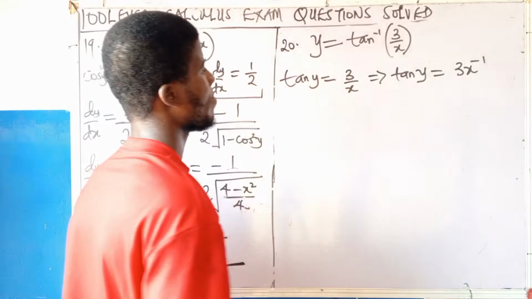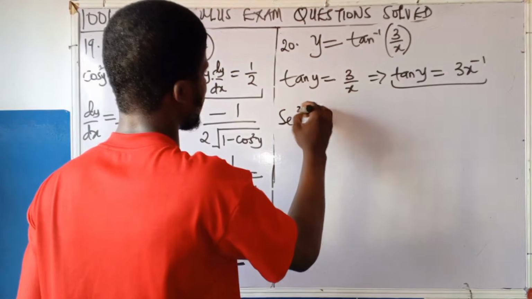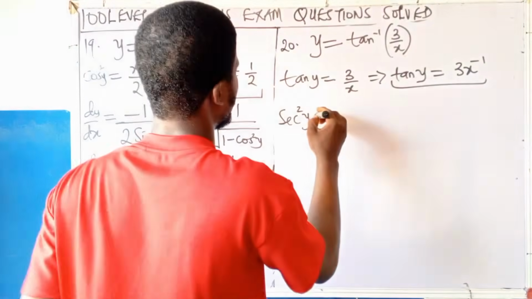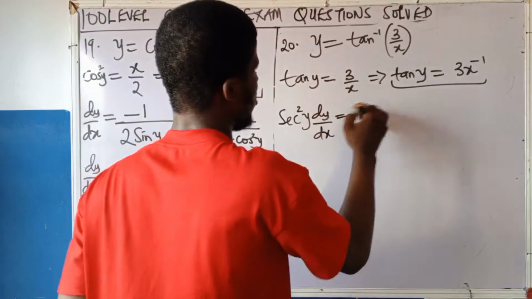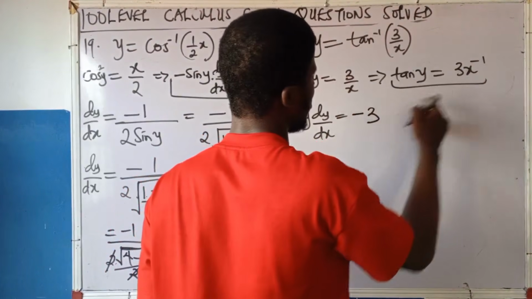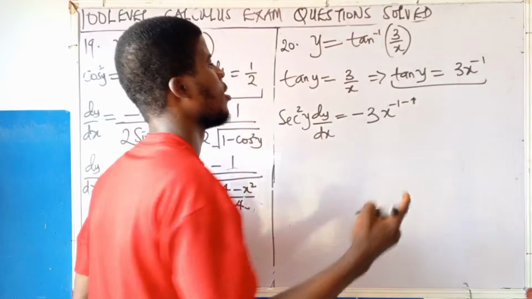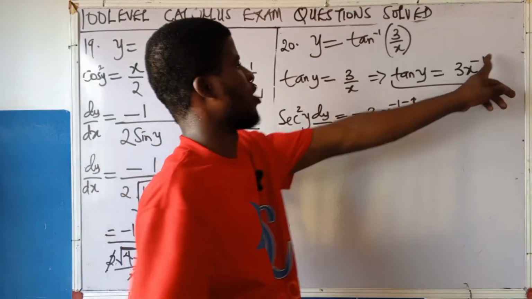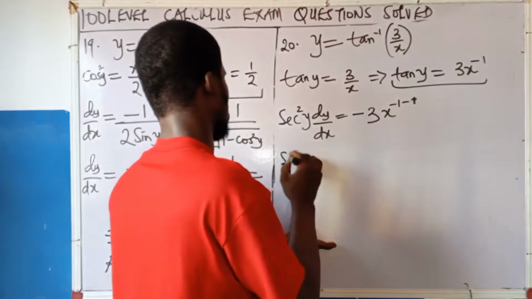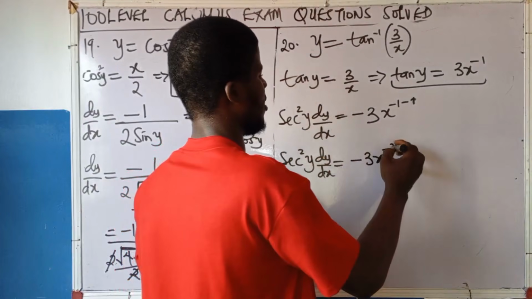Okay, so from here now, I can differentiate both sides. Differentiate tan, you're going to get sec squared. I'm differentiating tan y with respect to x, so I should write sec squared y dy dx equals, if I differentiate this, minus 1 times 3 to give me minus 3, and I have x to the power of minus 1 minus 1, which is minus 2. So this is sec squared y dy dx equals negative 3x to the power of negative 2.